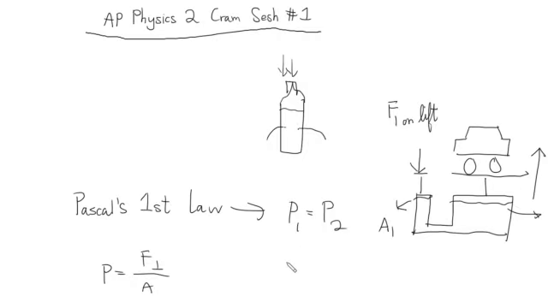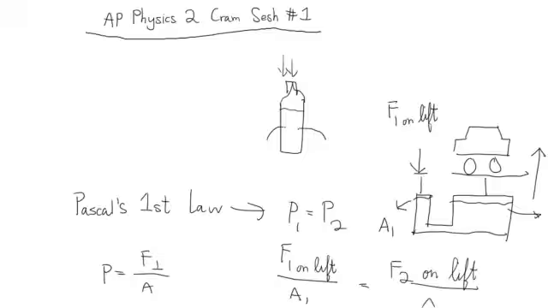So by Pascal's law, we'd have to get that F1 on lift over A1, since pressure is force over area, has to be equal to F2 on lift over A2. And so we can see that we can easily raise a car just using the power of fluids, because if we apply a small force over a really small area, that equates to a large force over a large area, which is pretty cool. And we can actually find force.